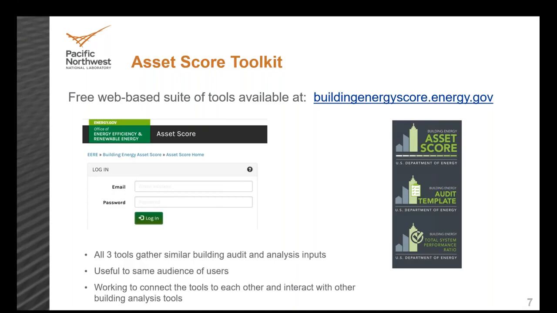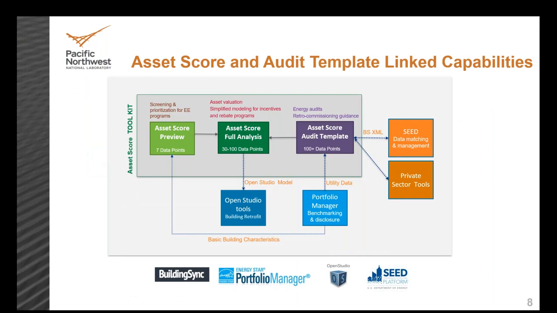The Audit Template, which we're discussing here today, is available. Also, a tool called TSPR, or Total System Performance Ratio, which is a performance-based compliance tool that is under development for the state of Washington and should become available within the next couple of months.